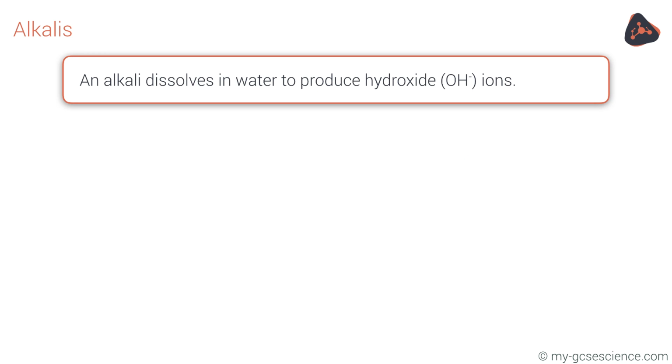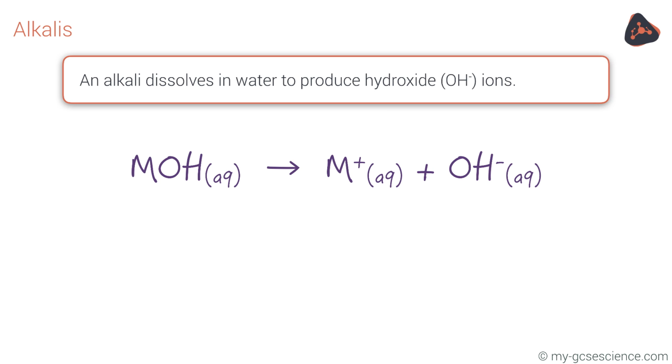So an alkali is the opposite. An alkali dissolves in water to produce hydroxide ions, OH- ions. So this would be a general equation for an alkali dissolving in water. M stands for the metal, and OH is the hydroxide ion. So it breaks down into a positive metal ion and the negative hydroxide ion.